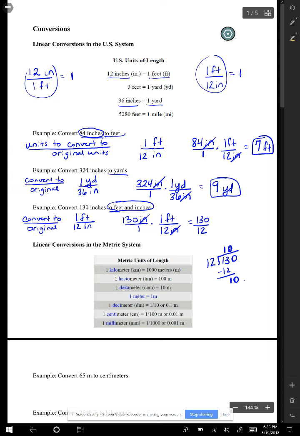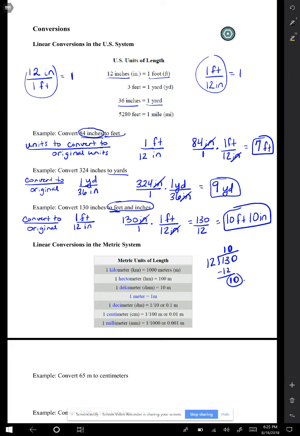So the whole units we have would be the feet, and then these would be a part of a foot or the inches. So this would be the same as 10 feet, and then our remainder here would be 10 inches. So 10 feet, 10 inches. And you'll know to do that just based on when you're doing your problems in your homework, it will specify whether they want you to give a decimal answer or if they want feet and inches.